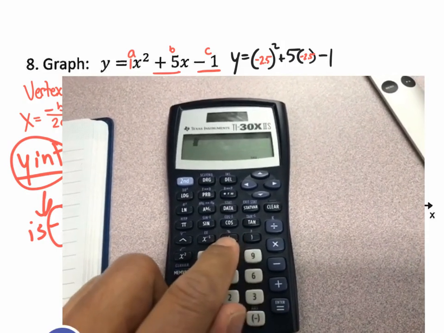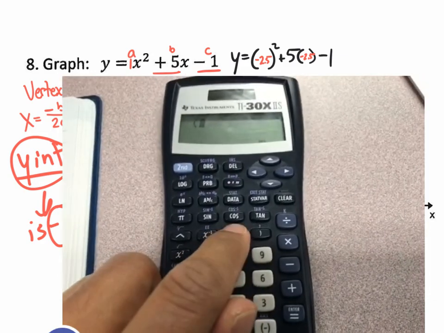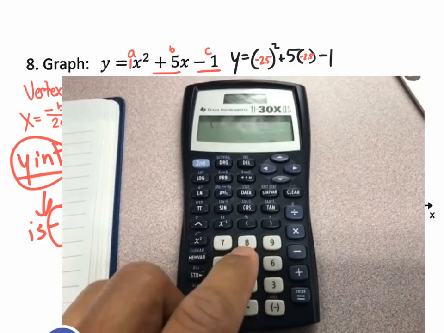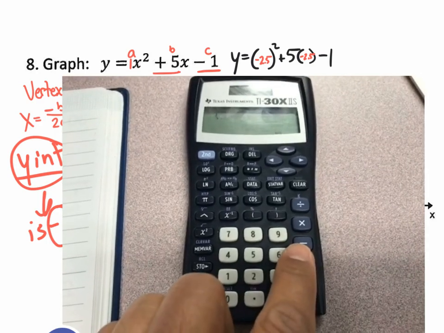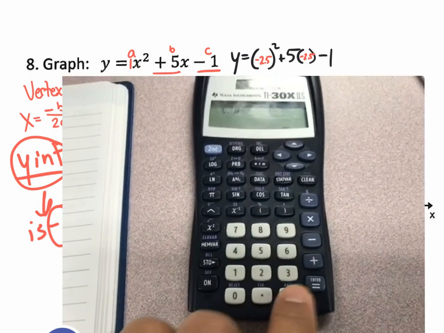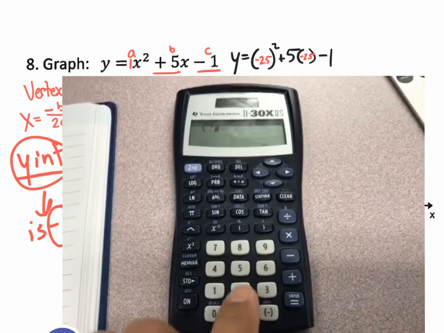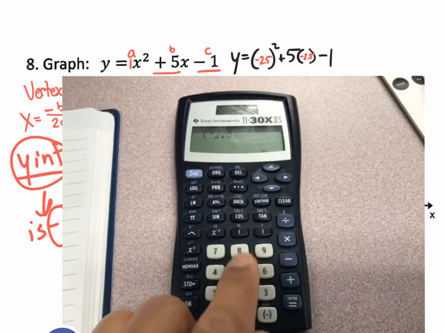So we're going to start. Here's the parenthesis button right there. Click that parenthesis button, and you're going to type in negative. Now, on this calculator, this is the negative button down here. Don't use the minus. So right here you have a negative button. So negative. And then you're going to type in 2.5, close parenthesis.